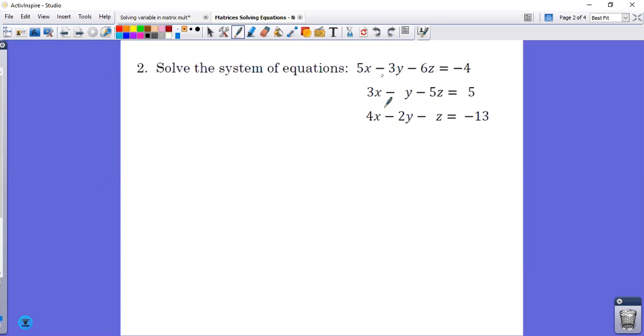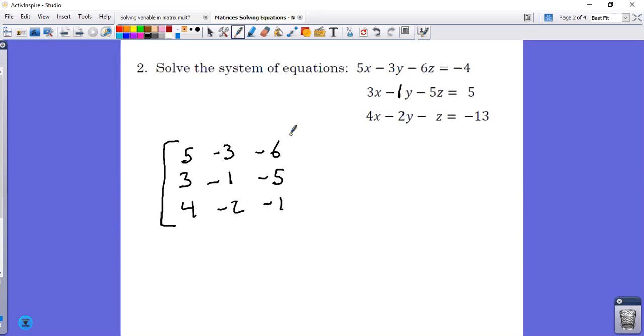Okay, so you have 3 equations, 3 variables, 3 solutions. So in the matrix calculator, you would do 5, -3, -6. So X, Y, Z. If it doesn't have a number, it's a 1. So -1, -5, and then 4, -2, -1. Don't forget you have to do it to the -1 power times the solutions.